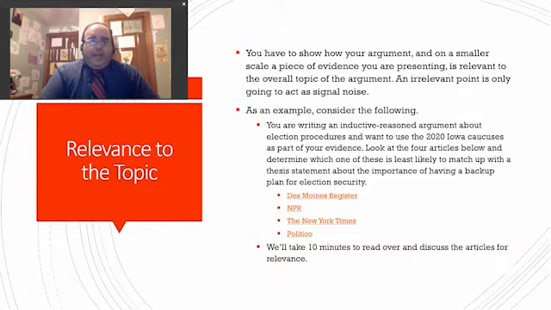What you're going to be doing is looking at the 4 articles that I've got linked here and determining which one of these is least likely to match up with the thesis statement about the importance of having a backup plan for election security. We have 4 articles here. One's from the Des Moines Register, which is the Iowa newspaper. One is from NPR, National Public Radio. One is from the New York Times, and one is from Politico.